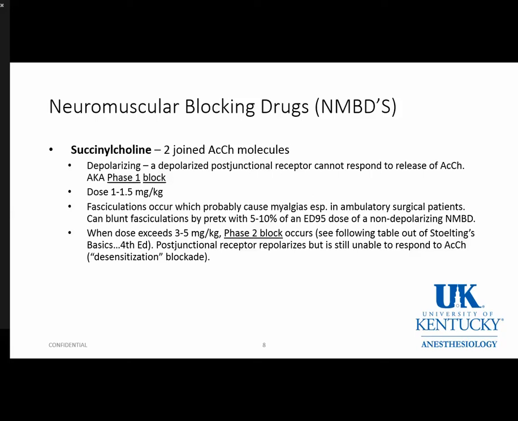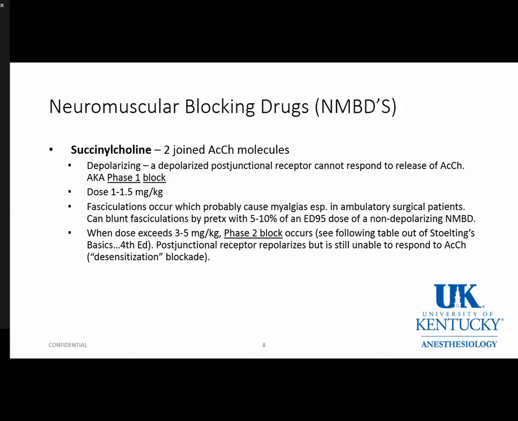You will, because of this depolarizing block, see fasciculations in most patients to which you give this drug. It's thought that perhaps these fasciculations may be in part responsible for the myalgias that you will sometimes see in ambulatory surgical patients. These fasciculations can be blunted with pretreatment of 5 to 10% of an ED95 dose of a non-depolarizing neuromuscular blocking drug.